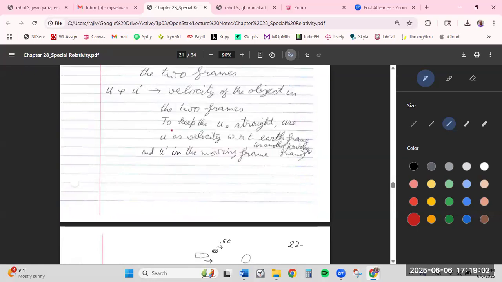To keep u and u prime straight, we use u as velocity with respect to the Earth frame or some other privileged frame. As we'll see when we do a problem, this will become clearer. And then u prime is the symbol to use for velocity as measured in the moving frame.